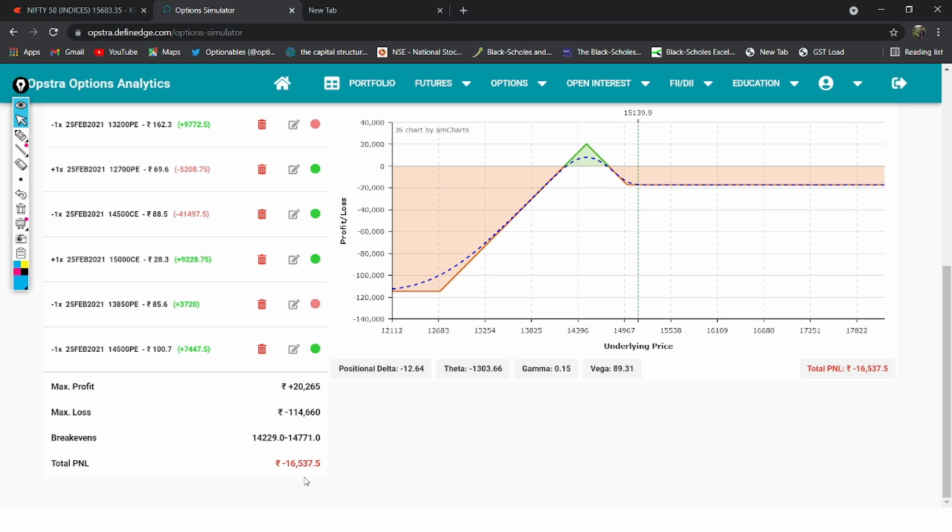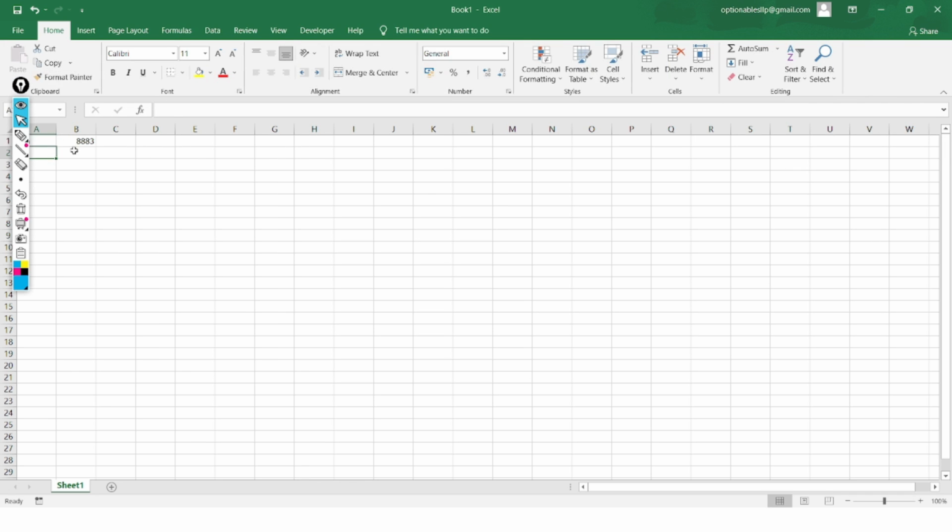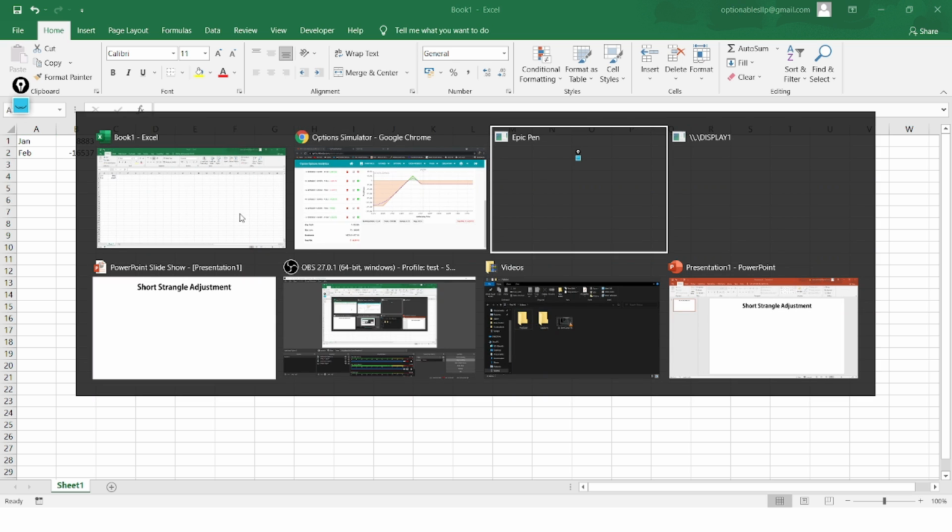Why is it fine? Because you have a higher probability of winning, so you don't have to worry. So my Feb month went with a loss of 16,537 rupees. So I have a loss, so no need to worry. It's just one month's loss. So we will see what happened in March, April and May.